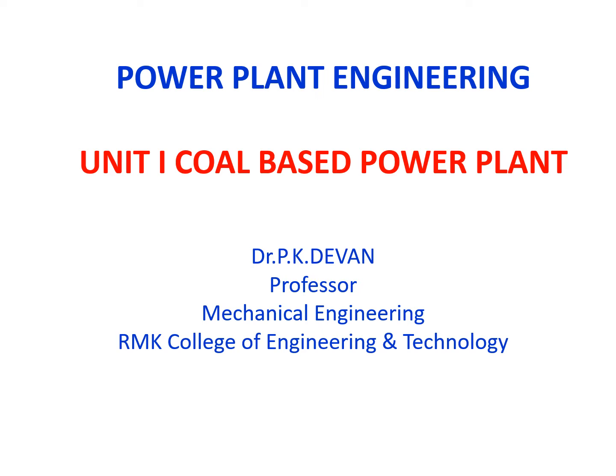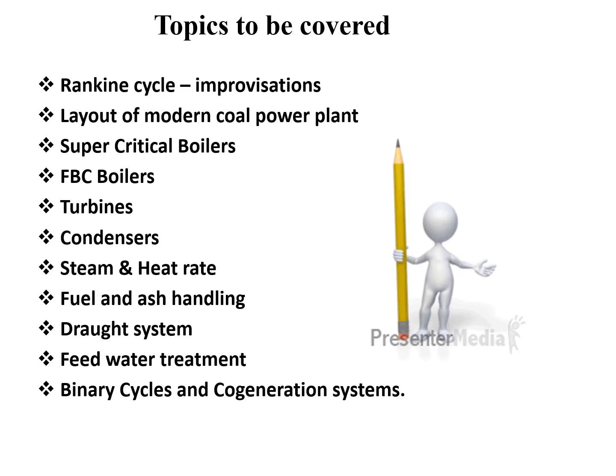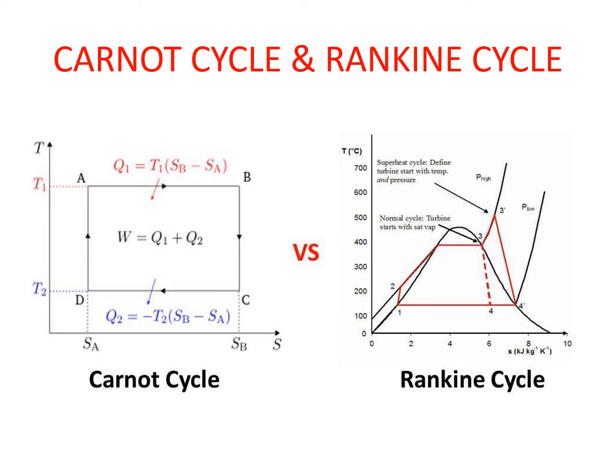In this video, we will be discussing the major areas: the vapor power cycle called the Rankine cycle, layout of a modern coal-based power plant, supercritical boilers, fluidized bed combustion, turbines, condenser, steam and heat rate, fuel and ash handling, draft system, feed water treatment, binary cycle and cogeneration system.